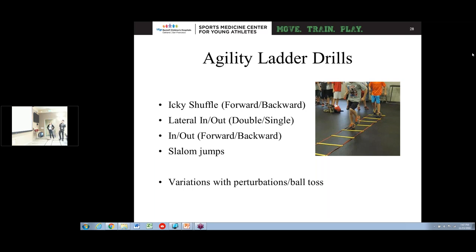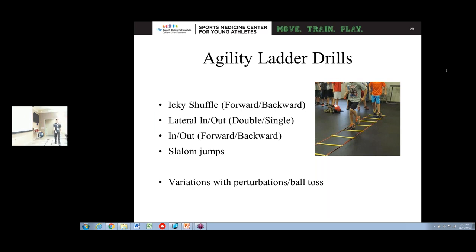So we have this icky shuffle. Right? So what you do is you start on one side of the ladder. You're gonna go here, so you're just going back and forth. Alright, so you're going to do that. Now you see, there you go. And then obviously you can increase speed, you can do repetitions and things like that.